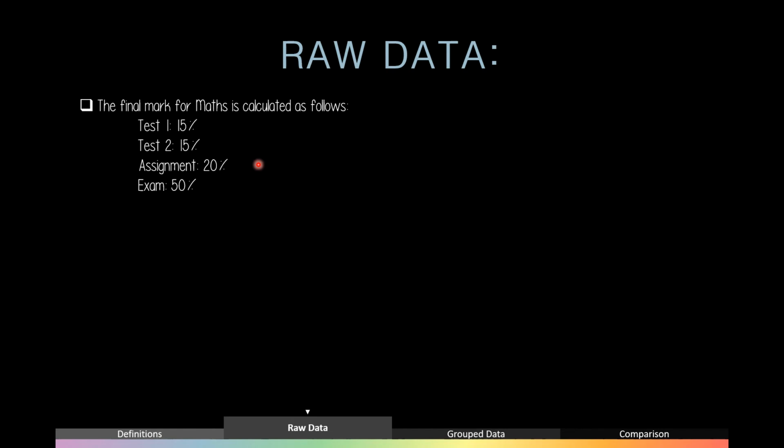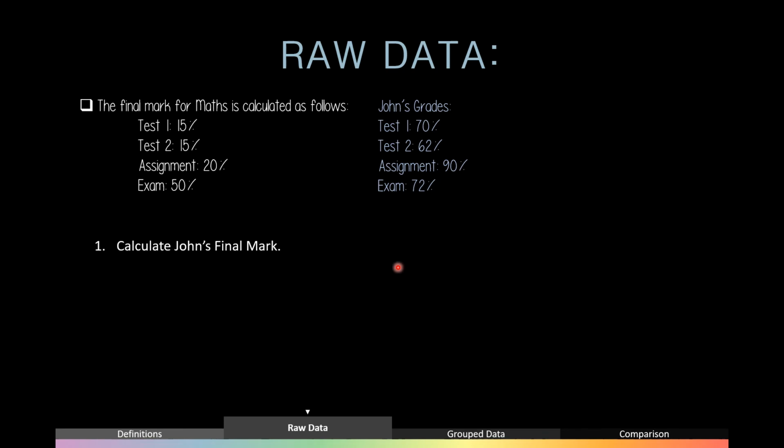Your weights don't have to sum to 1, but of course in this case, we expect it to sum to 1 because we know the final mark is 100%. And we're told that John obtains these grades. So there's a student John and he gets 70% for test 1, 62% for test 2, 90% for the assignment, and 72% for the exam. And we want to calculate John's final mark.